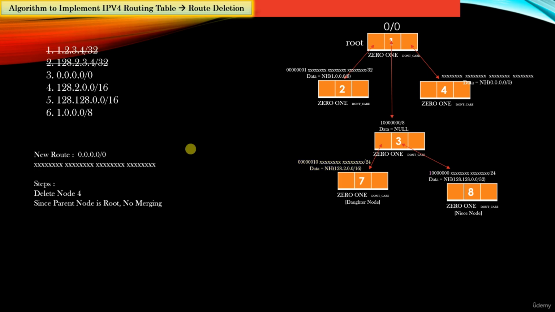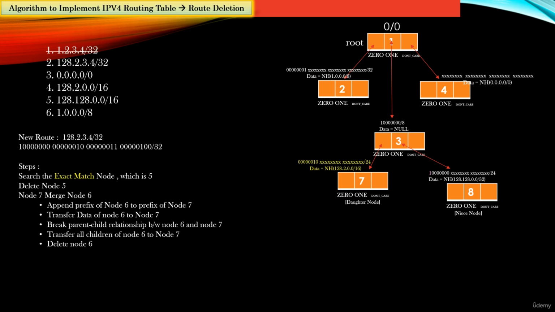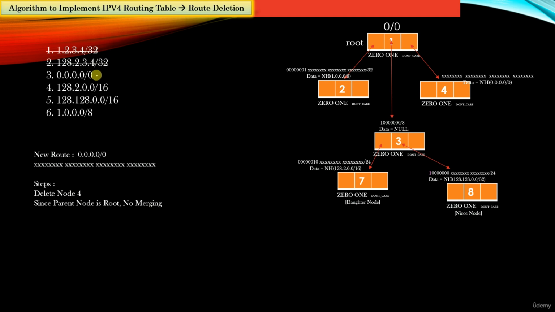Now let us go through the next example. Proceeding towards the next example, let us delete route number 3, which is a default route. So execute the exact match route search algorithm, and you will find that you need to delete node number 4. Now it is an exceptional case that whenever you need to delete a node which is a direct child of the root node, then you have to do nothing special. Simply delete that particular node from the mtry data structure and adjust the child pointer of the parent node to point to null.